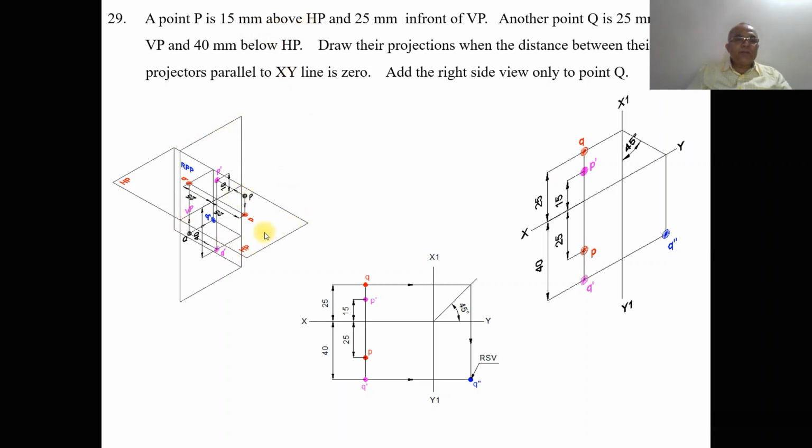P is 15 mm above HP. So we can see the distance of 15 mm above HP. When you look from the front view, that image is going to fall on the vertical plane here, which is 15 mm above HP, which is P dash. And 25 mm in front of VP. So this is the distance in front of VP. When you look from the top view, that image is going to fall on HP. So this is the image that you will get with P.